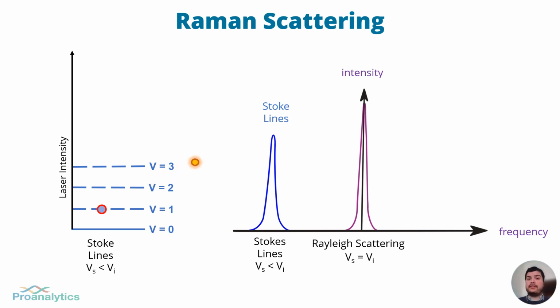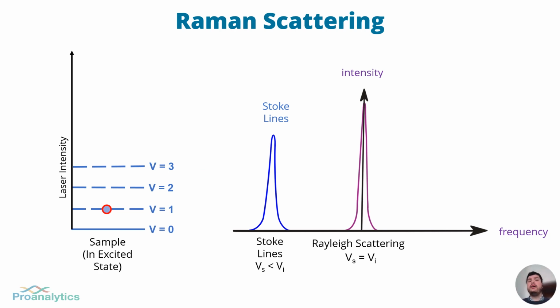The second thing that can happen is when the photon hits the sample and we move the vibrational energy state from V0 to V1. So we have touched the tuning fork to the molecule, and now it is vibrating at a slightly higher energy state from the original ground state. This is called the Stokes line, where the amount of measured vibrational energy is less than the amount of energy that went into the sample. So Vs is less than Vi.